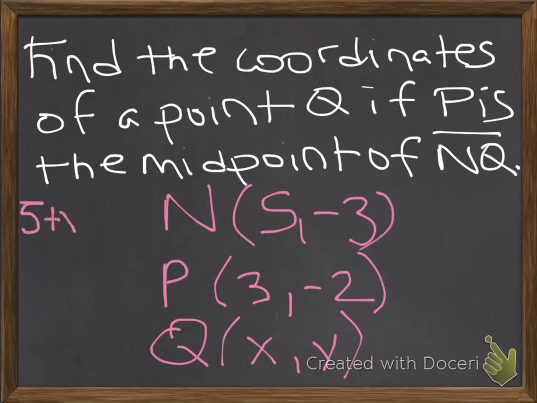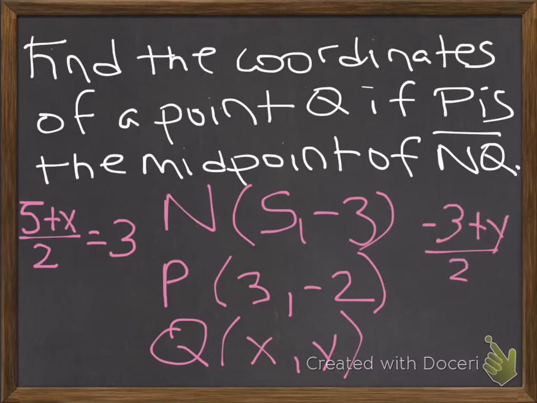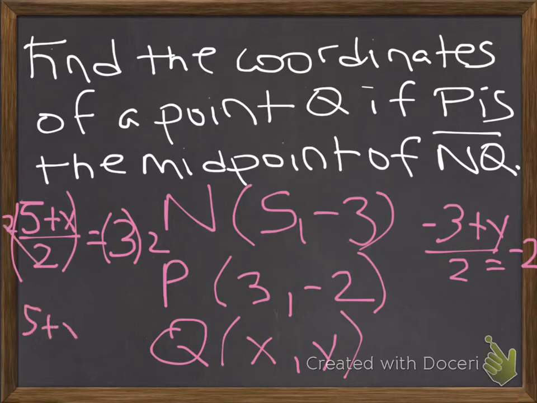So we're going to do 5 plus x over 2, and that's going to be equal to our midpoint coordinate, which is 3. We're going to solve that, and then we're going to do the y's. So -3 plus y over 2 equals -2, because that's the coordinate for our y point in our midpoint. And we're going to solve both of these. So we always multiply by 2 first, both sides. That gives us 5 plus x equals 6, and then we just subtract the 5. So x would be 1.